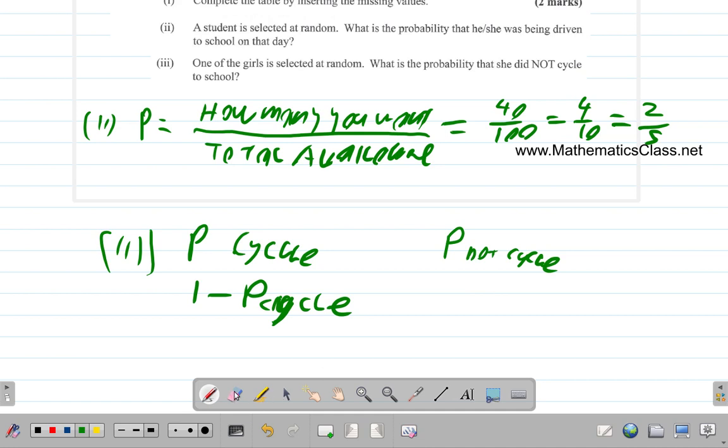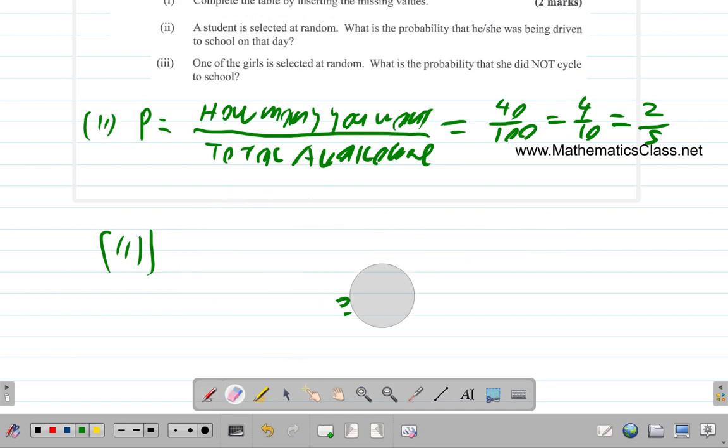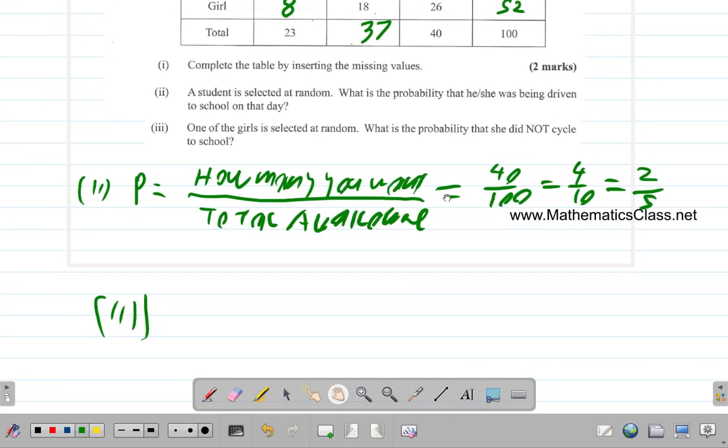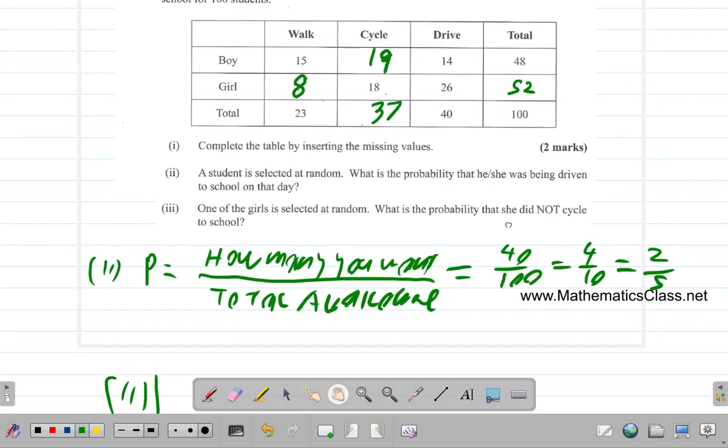Alright, so we could look at the two ways now. We want to find out the probability that she cycles. That means she rides a bicycle. Right? The probability that she rides a bicycle.